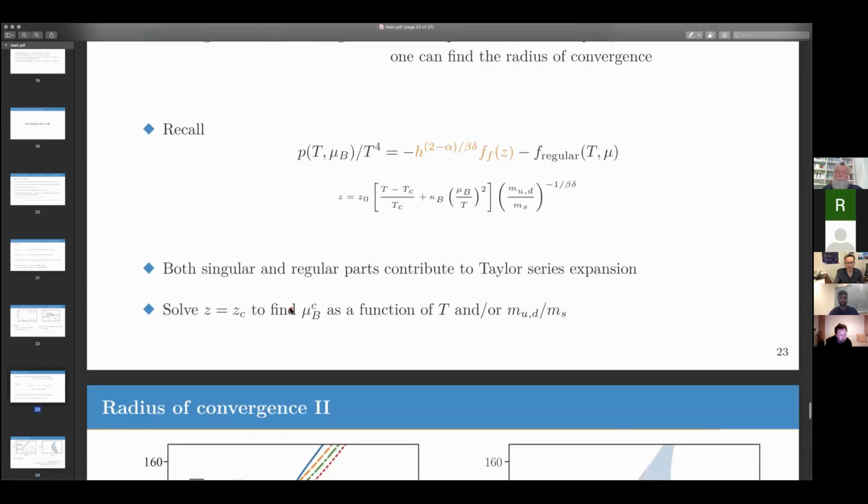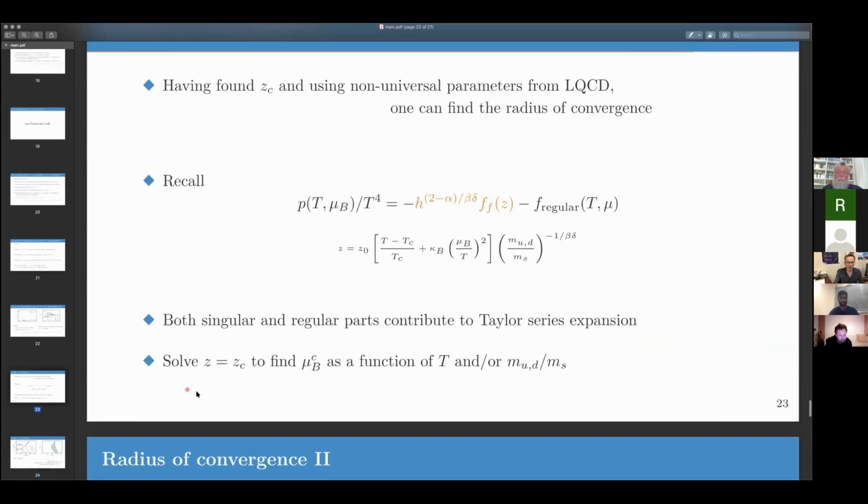So Christian, just to return to your question very quickly. I'm solving this equation, Z equals ZC, and ZC is a complex number. And this is why I will always get complex values for the chemical potential.